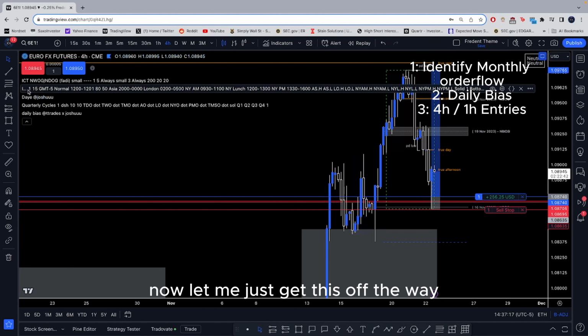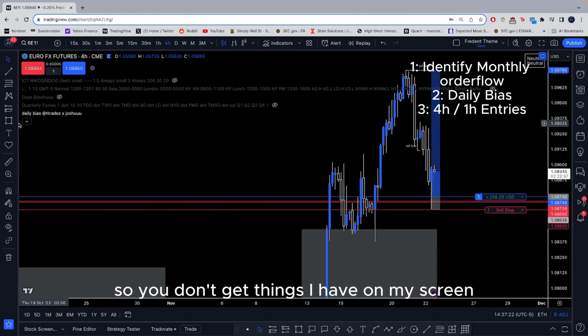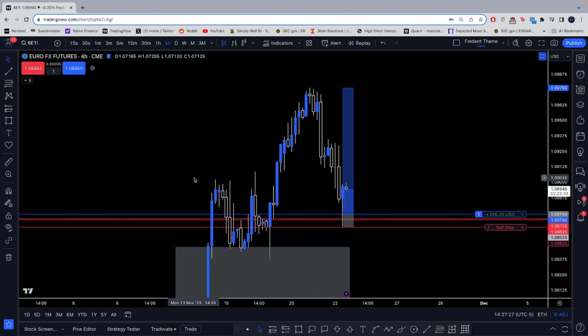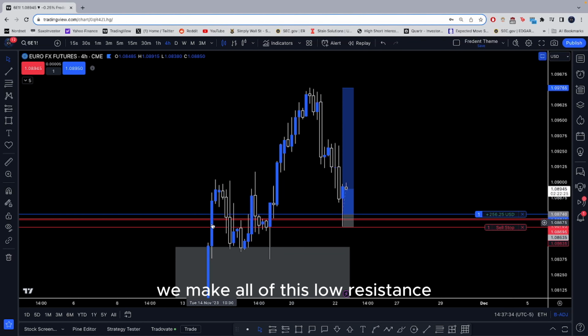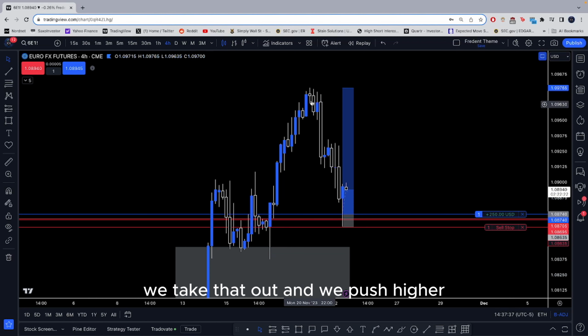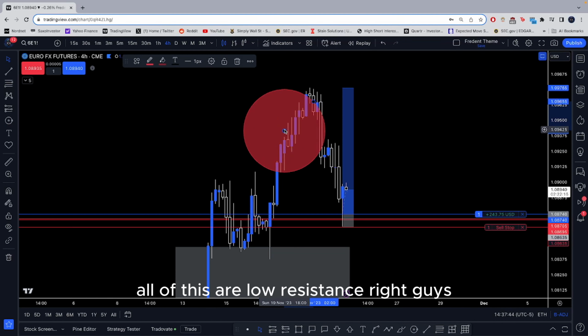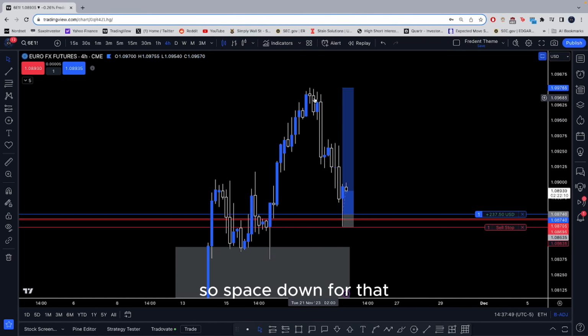Now, let me just get this out of the way so you don't get confused with all the things I have on my screen. And there we go. On the 4 hour, we have this fair value gap. This was mitigated, all right? We make all of this low resistance. We take that out and we push higher, and we make another case of low resistance. All of this is low resistance, right guys? Because there are no PD arrays to hold it. So we displace down through that. Remember, on the higher time frame, we are still bullish, guys.